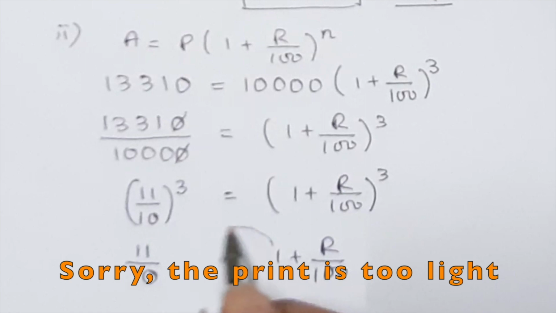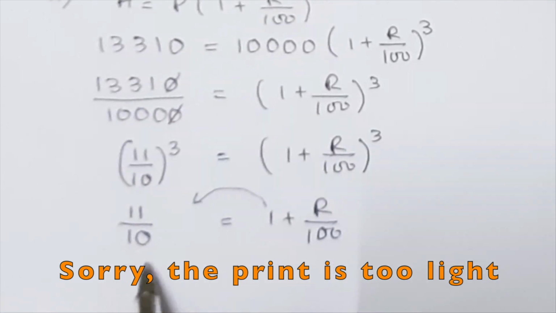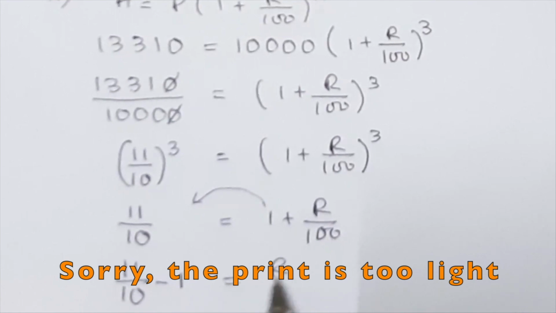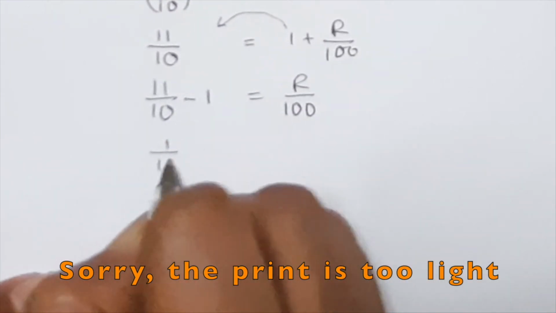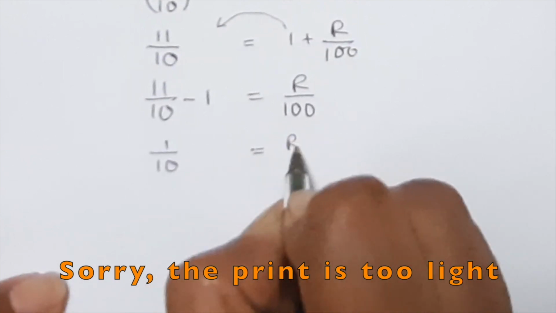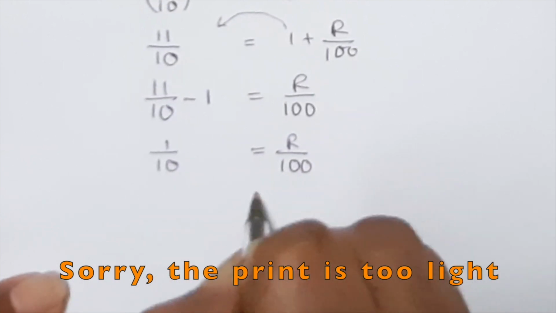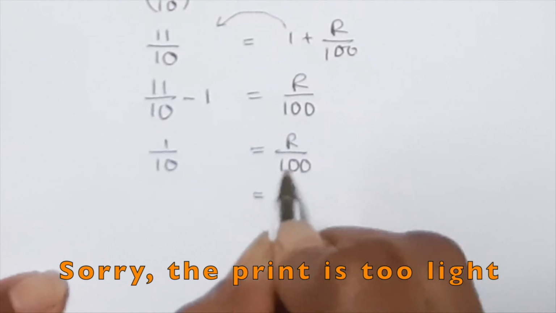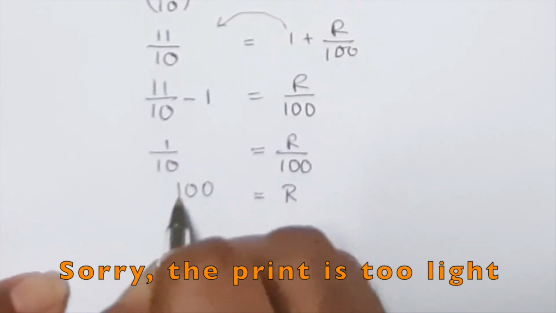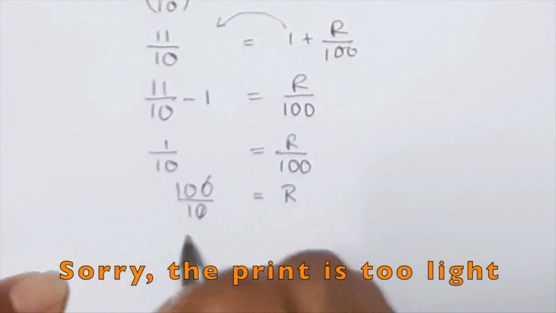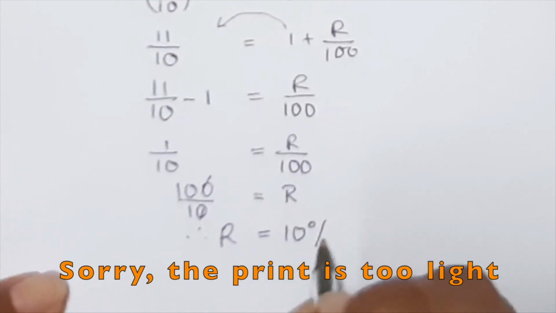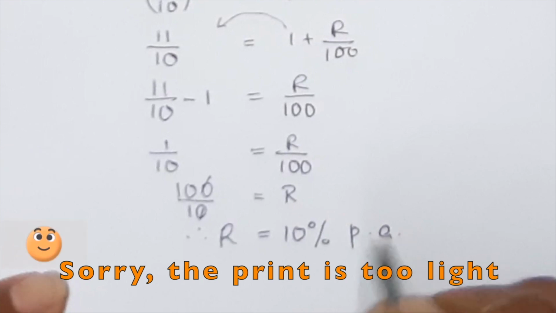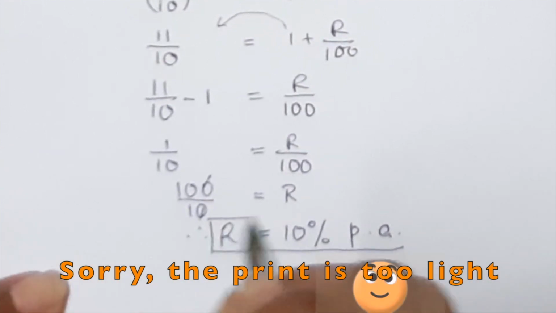now we transfer this one this side, so it becomes 11 upon 10 minus 1 equal to r upon 100, and so we get 1 upon 10 equal to r upon 100. So your r is going to be 100 comes this side, and therefore your rate is equal to 10% per annum, and that is our answer 2.